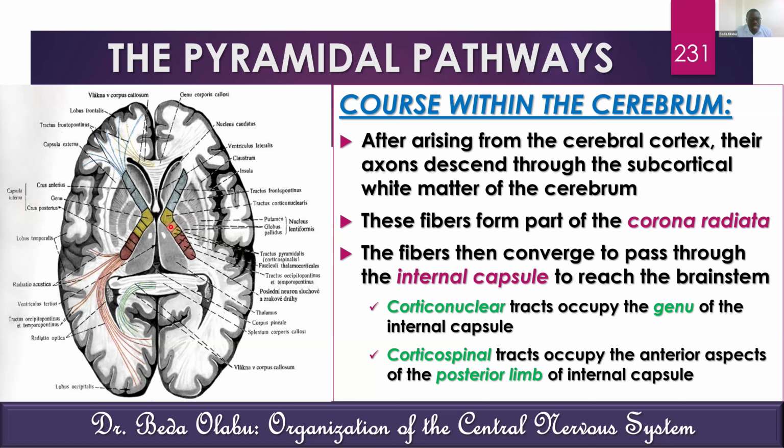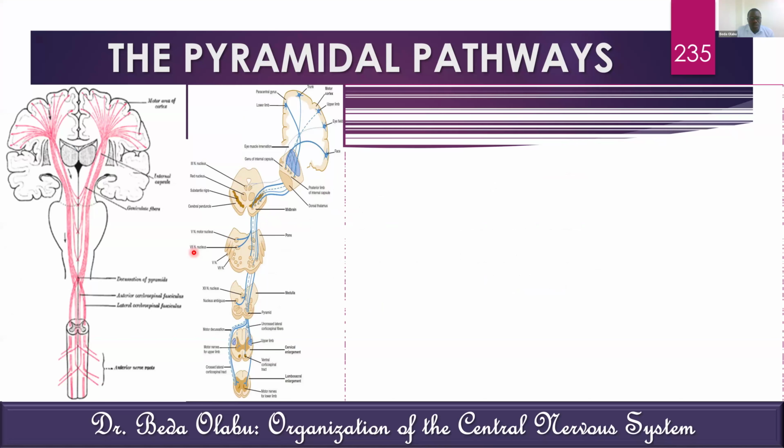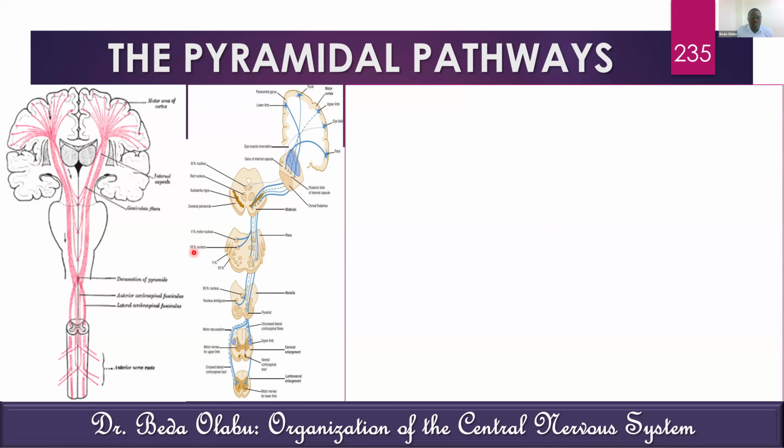Even though they pass through the posterior limb, we can see that they take the anterior aspects of the posterior limb of the internal capsule. So that is the region occupied by the pyramidal system when it's passing through the internal capsule. The other regions of the internal capsule are occupied by other fibers. We are not talking about them today in this particular lecture, and so we don't have to mention their locations. So you remember that the pyramidal tracts have just gone through the internal capsule within the cerebrum so that now they reach the brainstem.